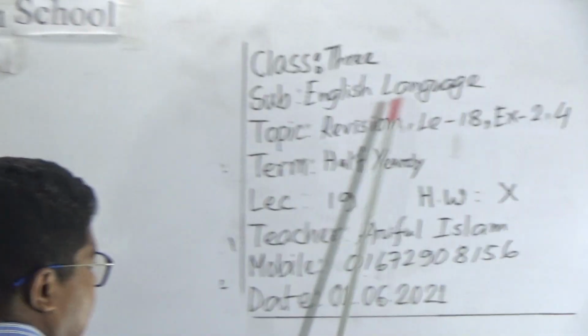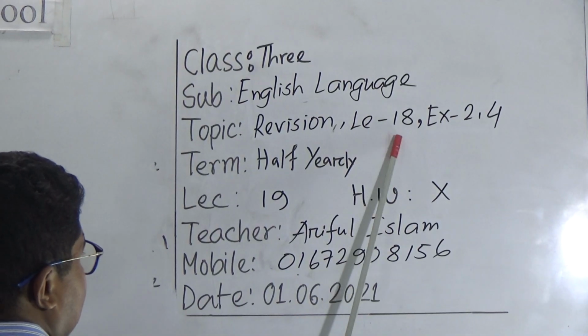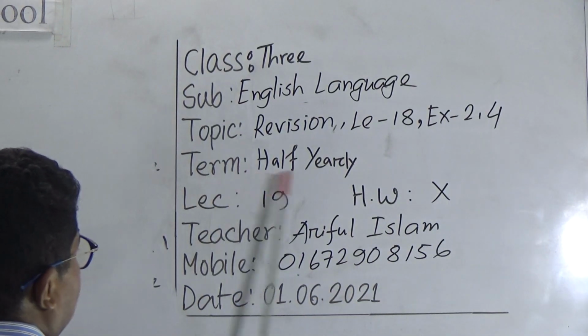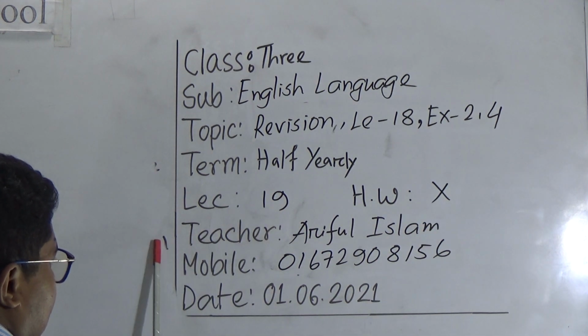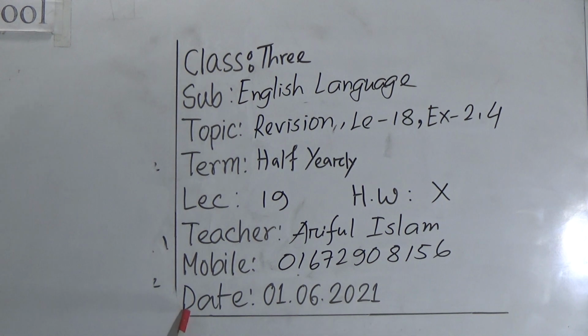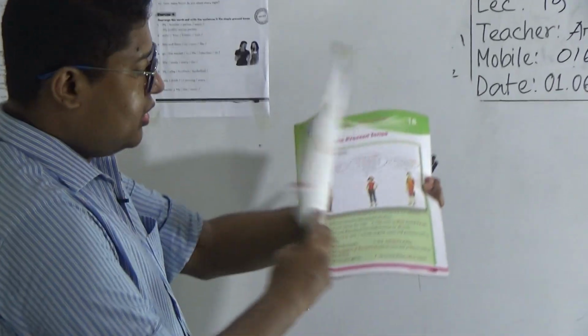Class 3, subject English language. Topic revision, lesson 18, exercise 2 and 4, term half-yearly, lecture 19, no SW today, teacher Ariful Islam. This is my mobile number and today's date. So my dear students, let's start our today's class. Open your Enjoying Grammar book and go to page number 59, 60, 61. So let's start the class.